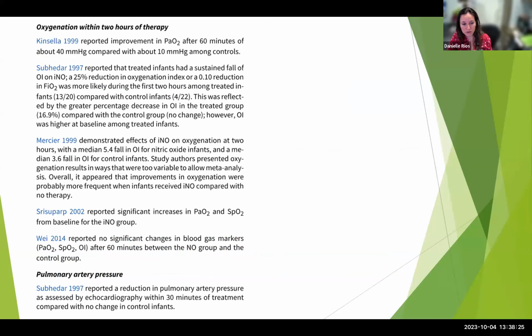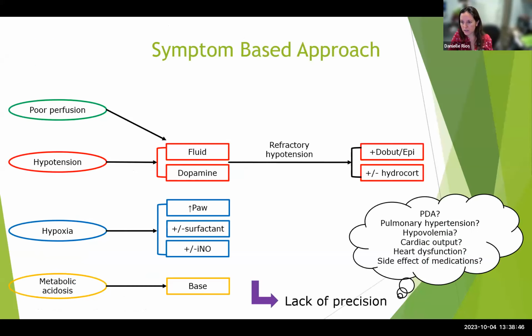However, looking really closely at the studies that they did include, we see that there actually was an improvement in oxygenation in most, if not all, of the studies that evaluated this as an outcome. So there were several studies here, and then one that looked at pulmonary artery pressure. So we have to go back to my first slide of why would that be? Are we making sure that we're treating the right pathophysiology?